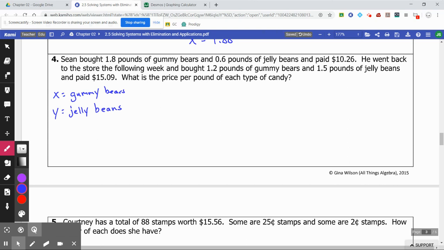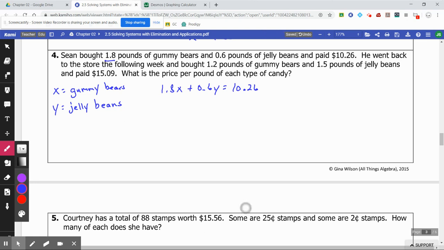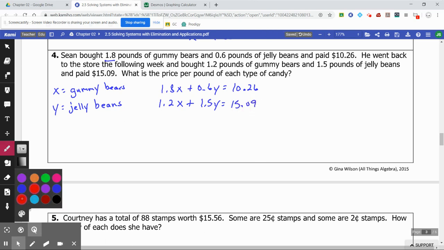Now let's make a couple of equations out of this. 1.8 gummy bears, that'd be 1.8 X's, plus 0.6 Y's cost us a total of $10.26. The other equation says that 1.2 gummy bears plus 1.5 jelly beans cost us a total of $15.09. I do want to show you a trick before we go any further.